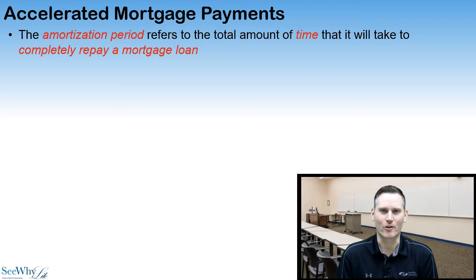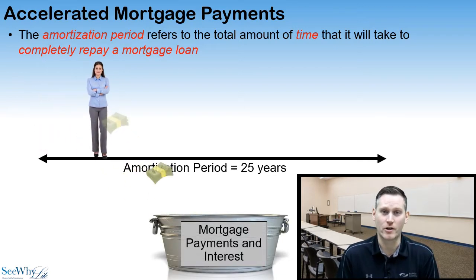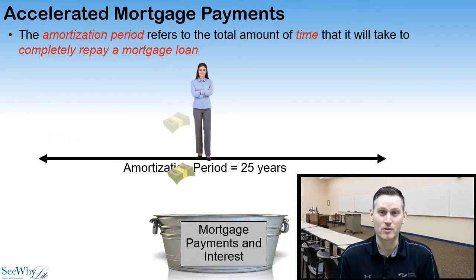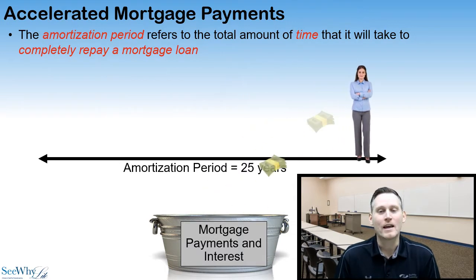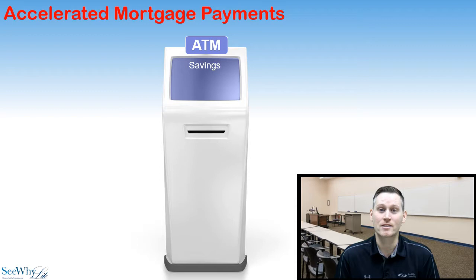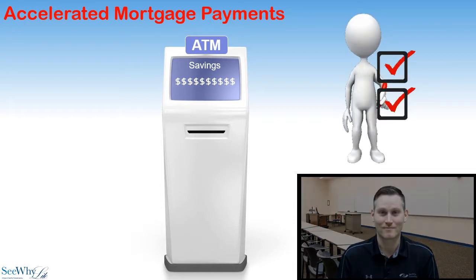The amortization period refers to the total amount of time that it will take to completely repay a mortgage loan. For example, if the amortization period is 25 years, then the borrower will be making payments for 25 years and paying a lot of interest along the way. In this mini lesson, we'll discuss accelerated mortgage payments, which can save a borrower thousands of dollars in interest, not to mention get a student a mark or two on an industry exam.